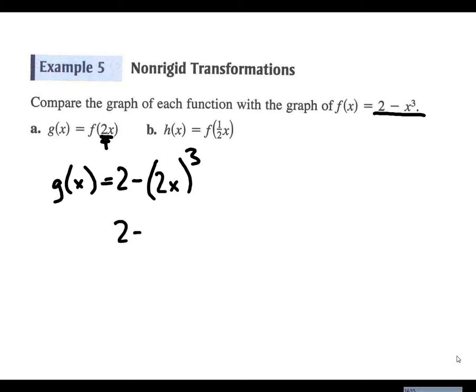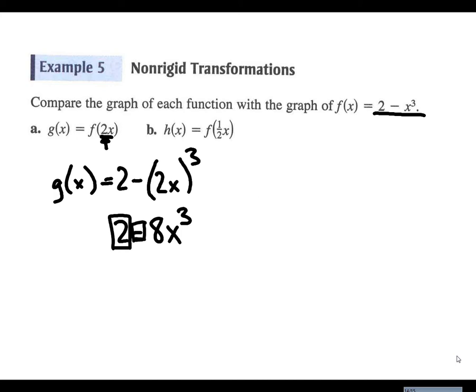Let's simplify. 2 cubed is 8x cubed. And the minus is in front of the parentheses, so we will not change the minus. We wouldn't here anyway since it's cubed. And so we want to look at what's the difference between them. The shift is exactly the same. The shift is still 2. The reflection is still exactly the same. We're still being flipped over the x-axis. We're being shifted, reflected vertically.